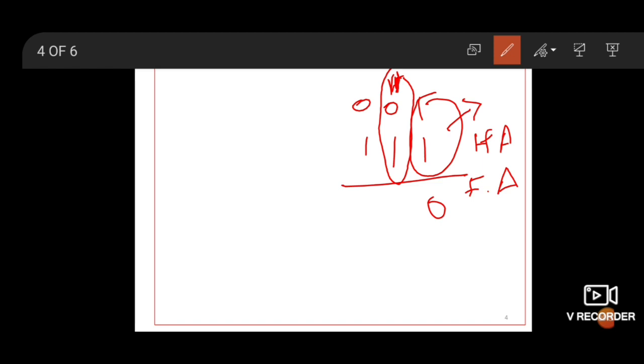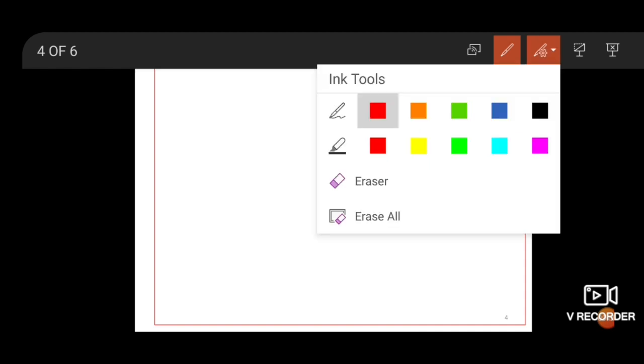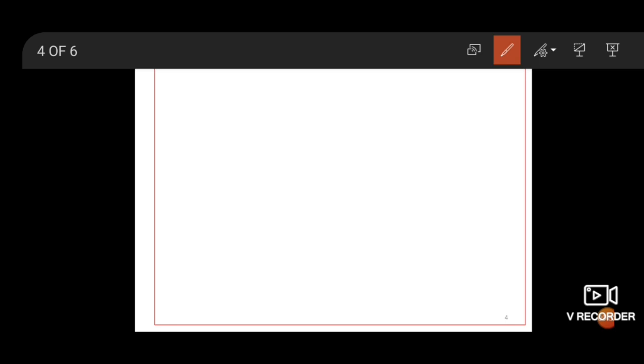in a full adder, if there is a carry from the LSB column or previous column, 3-bit addition is required, and a full adder can perform it. Okay, a full adder can perform 3-bit addition. Understood student? So a full adder is used for 3-bit addition.